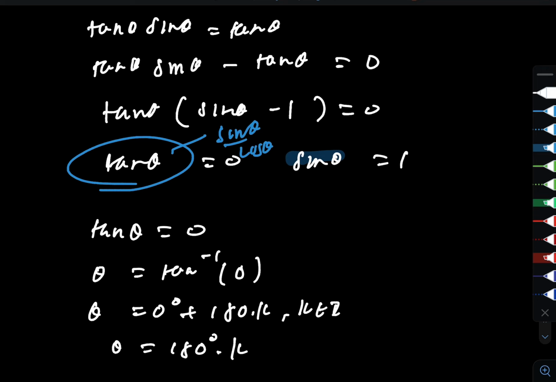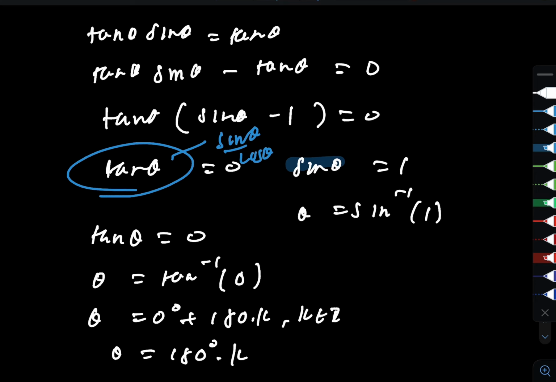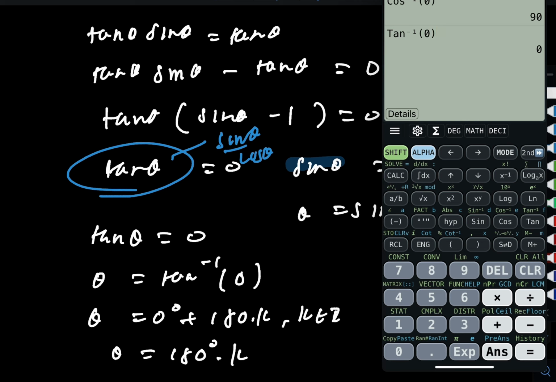Now here you can also find sine theta equals 1. We'll have the solution theta equals second function sine. I think also this is 180 if I'm not mistaken, but I'm just going to figure it out. Sine 1, if it's not 90, it's going to be 180. All right, so let's just punch that in the calculator.